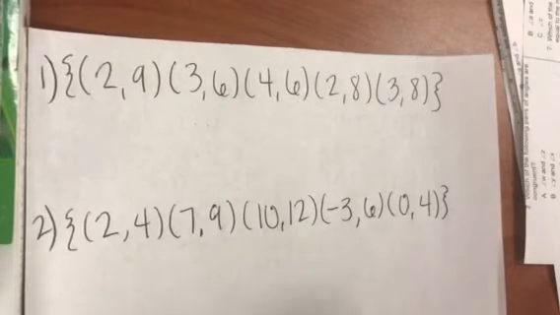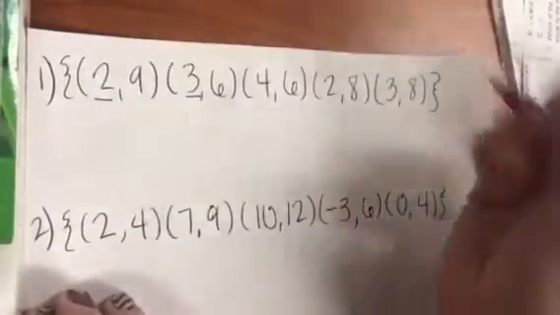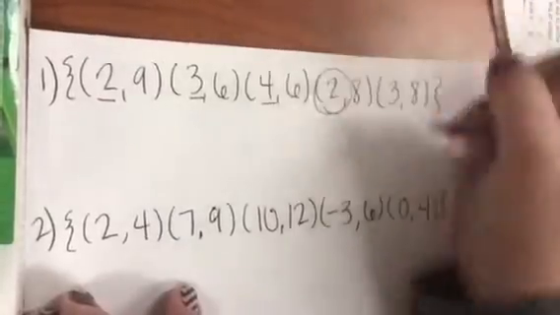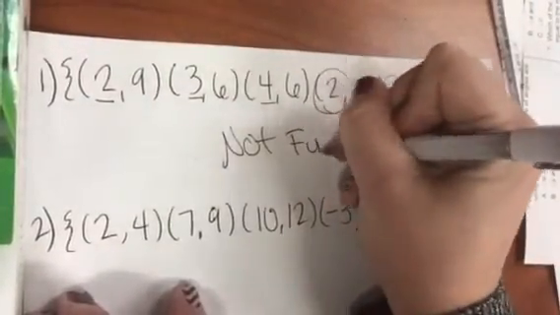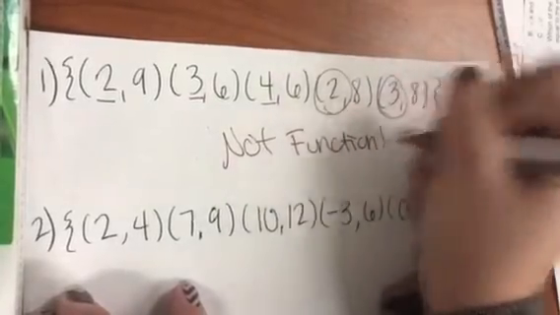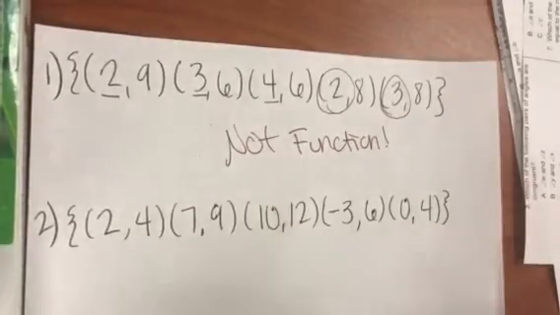Okay, so ordered pairs might get a little more complicated because it's not right next to each other. What I would do is I would go and underline all my inputs. So I've got a 2. I've got a 3. I've got a 4. Uh-oh, I have a 2. And uh-oh, I have a 3. So that's not a function. Notice how all I'm looking at is my x values because that's my inputs. Because for each input, I have to have one output.